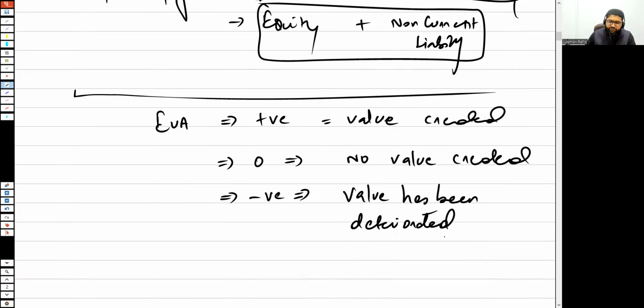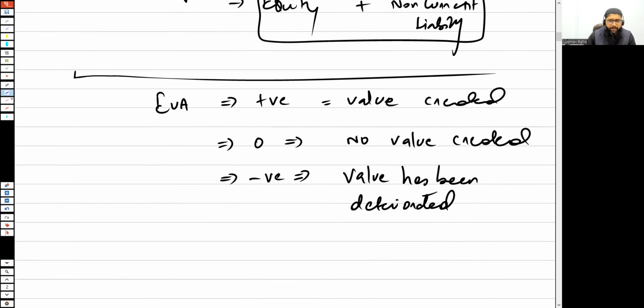Furthermore, usually when we calculate the EVA, we calculate it over a period of time. Say we're calculating EVA for 2022.